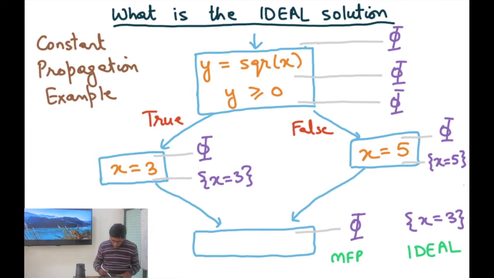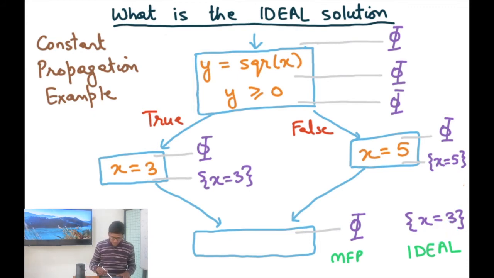And then at this particular point, the beginning of this fourth basic block, we meet the two values, which is x equals 3 and x equals 5, and there's nothing common here. The meet operator is intersection, and so we again get the empty set. Now let's look at the ideal solution.